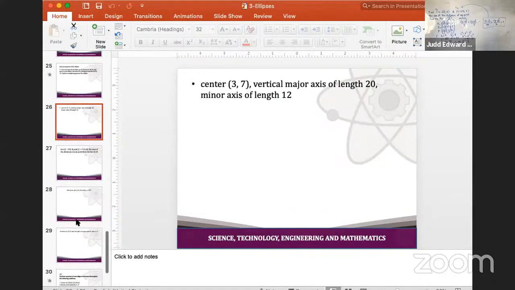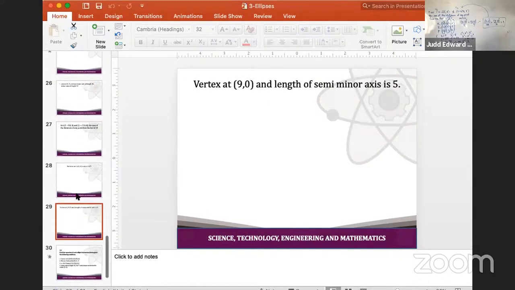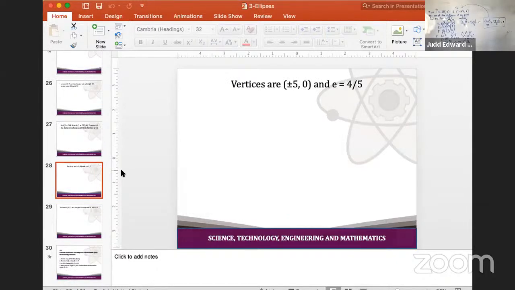Okay, I have here a condition. Sabi dito sa condition, vertices are plus minus 5, 0, and E is equal to 4 over 5. Okay, binigyan tayo ng ganitong condition. Sabi, yung vertices daw natin is located at plus minus 5, 0, and E is equal to 4 over 5. Okay. So, let us now try to solve.